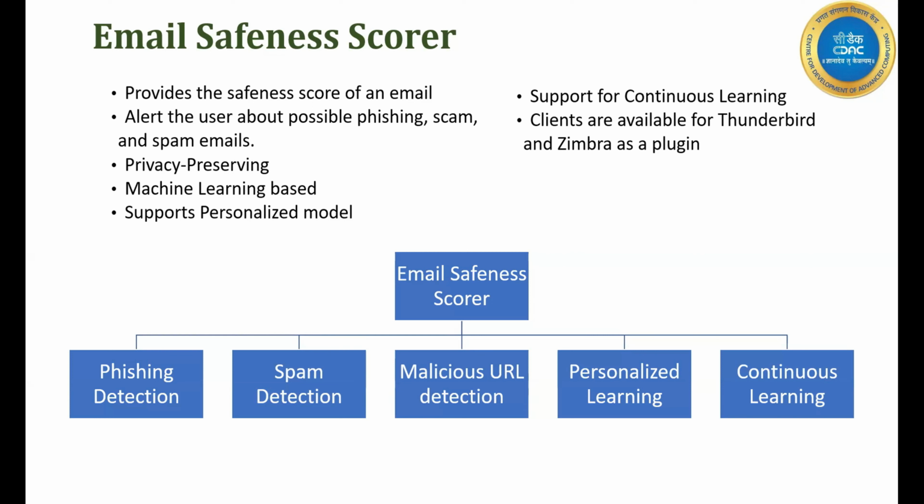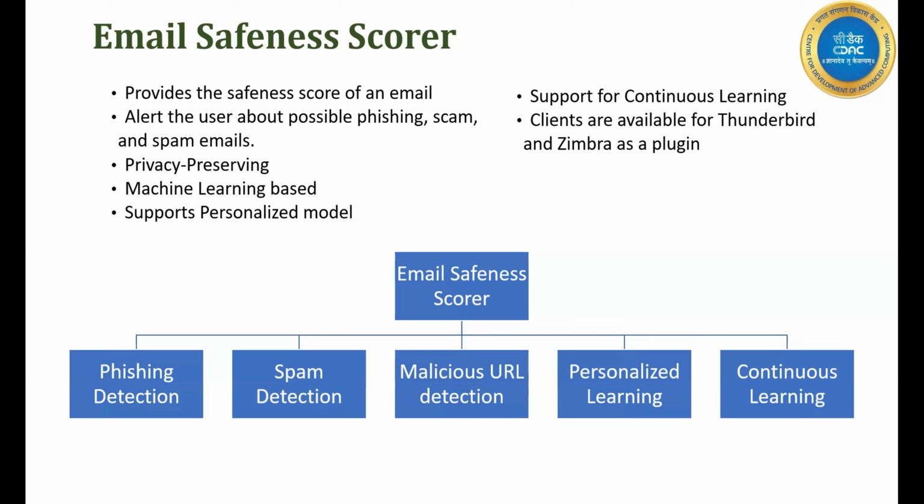Basically, if the score of your email is low, it says that it is either spam or may be a phishing email. It provides the safeness score of your email and alerts the user about possible phishing, scams, and email spam. And this tool is privacy preserving because we are not sending any of your data to the server. And if we are sending, that data is in an anonymized and unintelligible format. It is machine learning based.